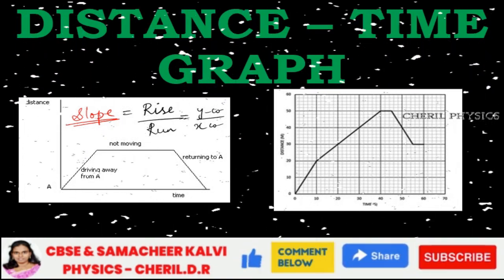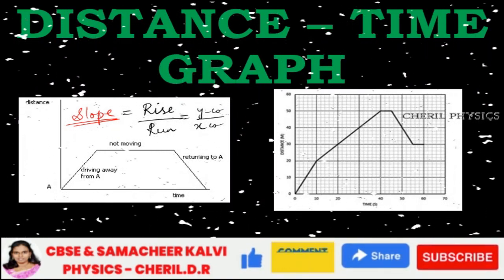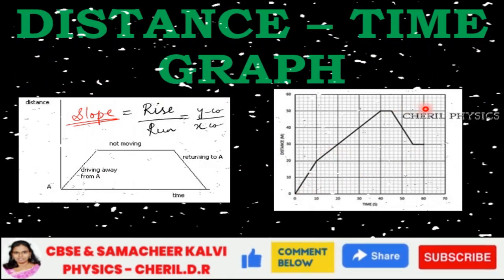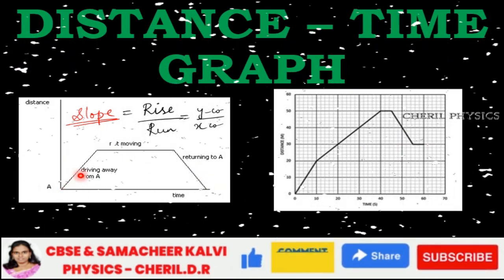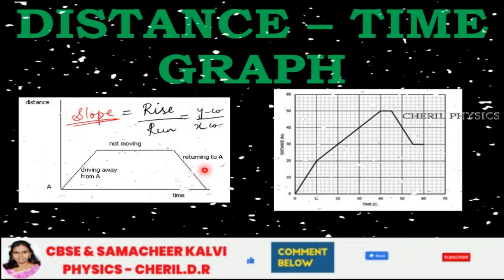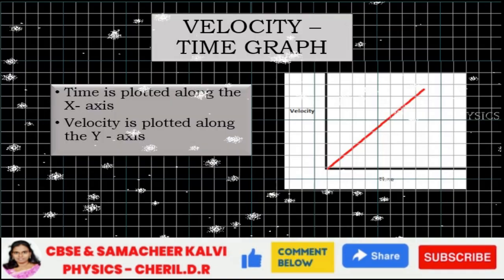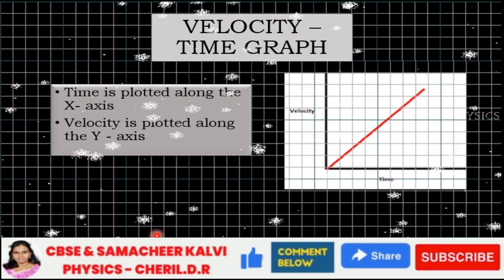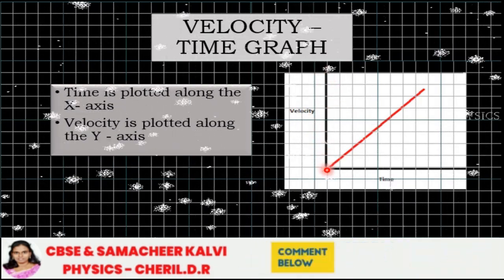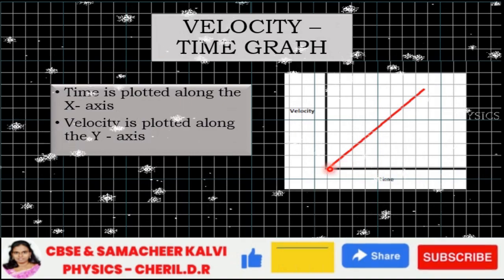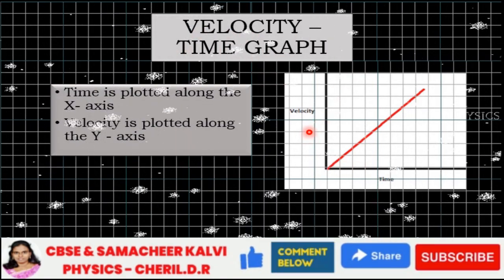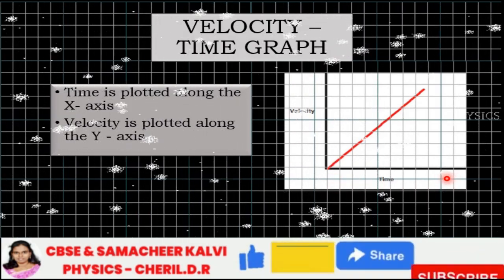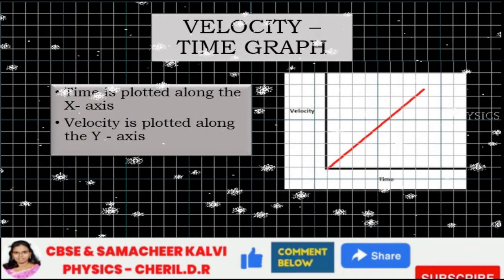With the nature of the graph, we were able to interpret the type of motion in the distance time graph. Here you can see two different types of graphs, and you can try interpreting the nature of the motion of the object. Now we will be discussing the velocity time graph. In the distance time graph, distance was plotted along the y-axis and time along the x-axis. Likewise, in the velocity time graph, we will have the velocity plotted on the y-axis and time on the x-axis. That is what is given here.